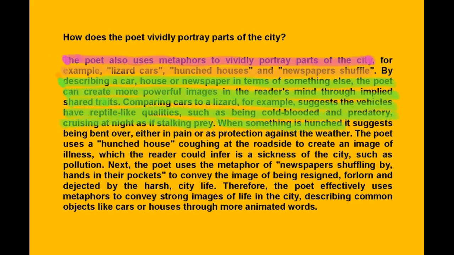When something is hunched, the second example, it suggests being bent over, either in pain or as protecting yourself against the elements, such as the weather, or being attacked. The poet uses a hunched house coughing at the roadside to create an image of illness of the city, which the reader could infer is a sickness of the city, such as pollution.